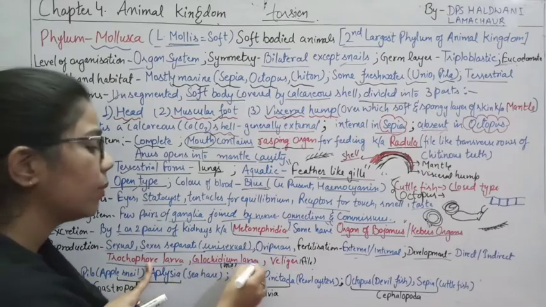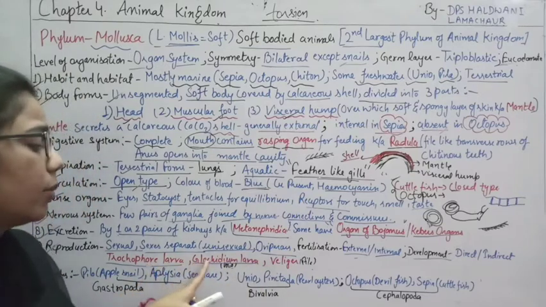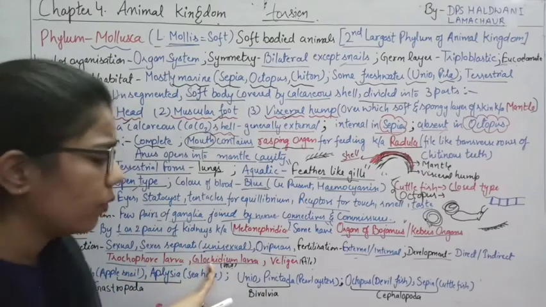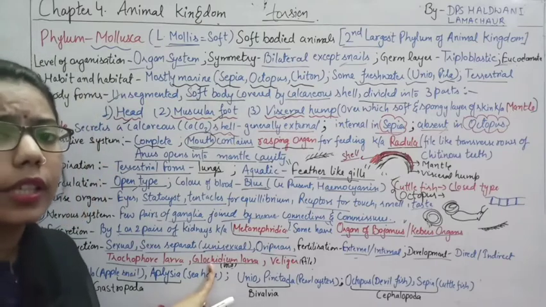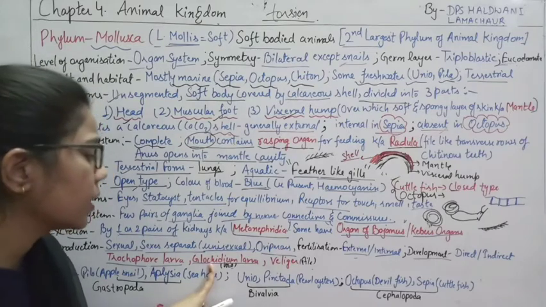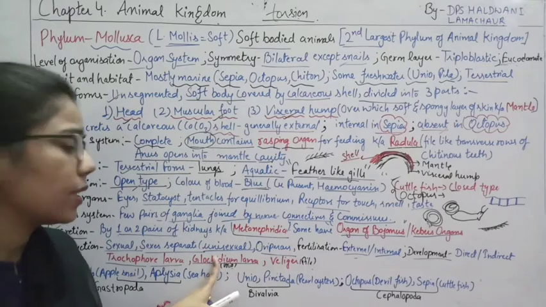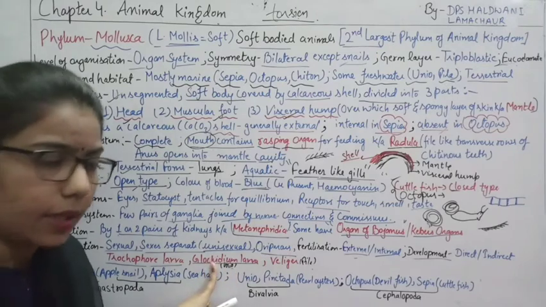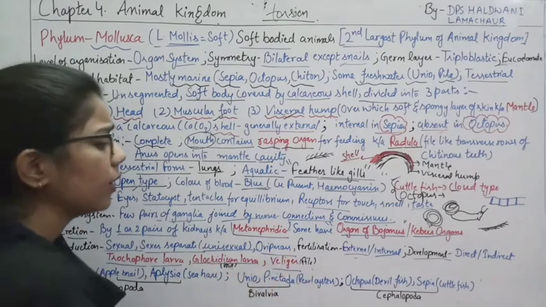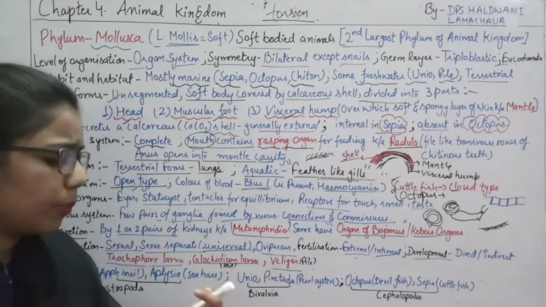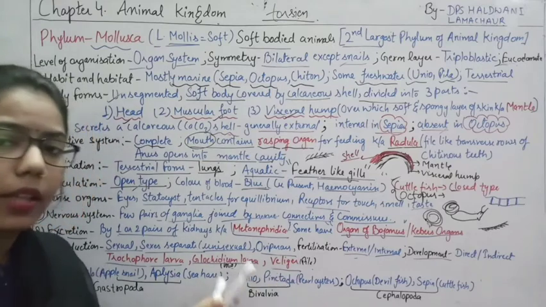Again, Glochidium larva. This Glochidium larva is of Unio. We have done. Unio is what? These are the mussels, freshwater mussels, and the larva is parasitic. ये larva कैसा है? Parasitic है, right? And another third larva, Veliger, that is a larva of Pila, apple snail.